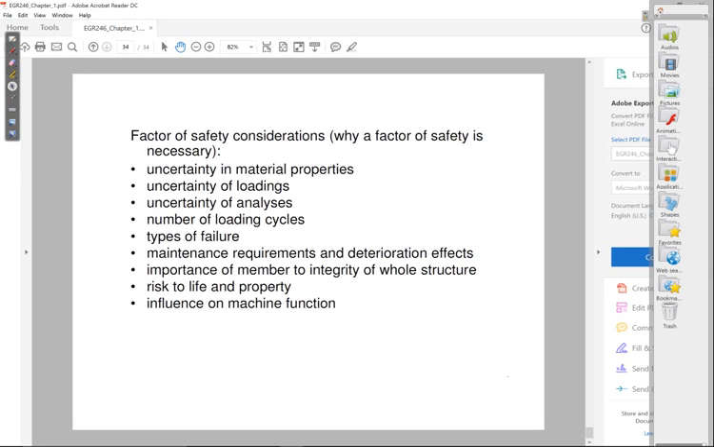Uncertainty of analyses. That's like, what if someone made a mistake in a calculation, right? It might be like a 10% error in a calculation. But if you want to make sure that that doesn't lead to a failure, then you just incorporate a factor of safety, okay? Number of loading cycles, that's important, all right, as we'll get into next lecture.